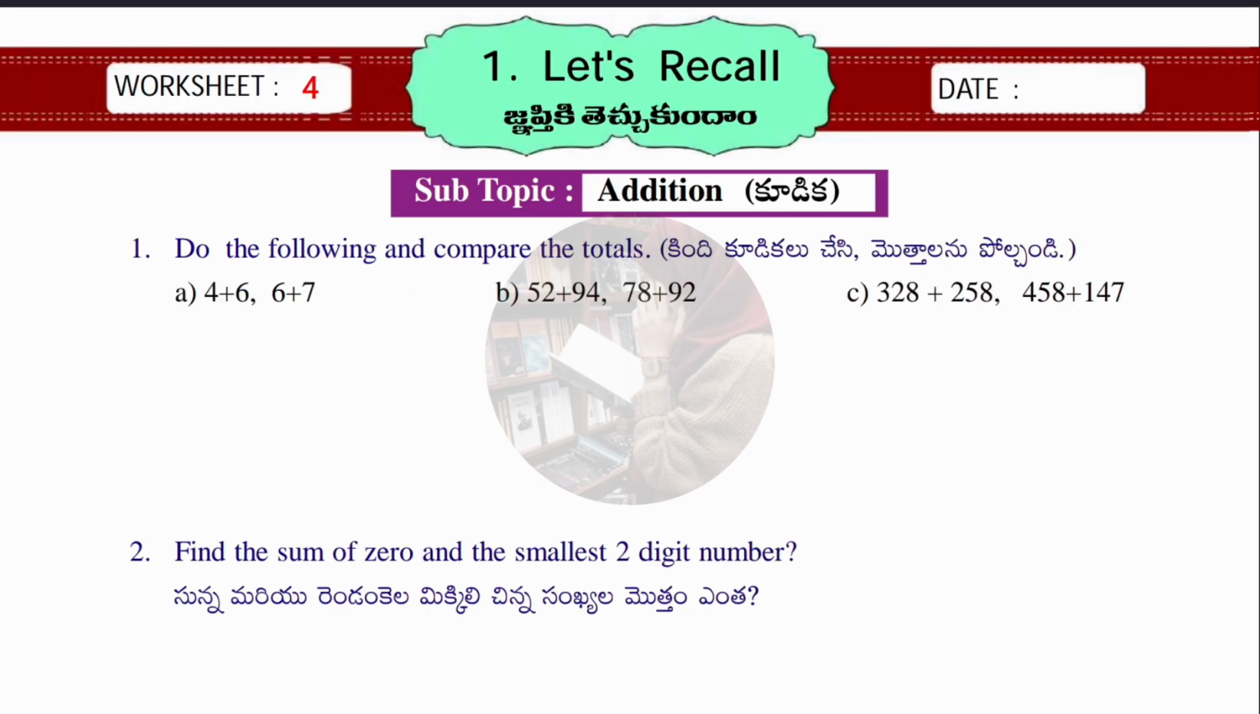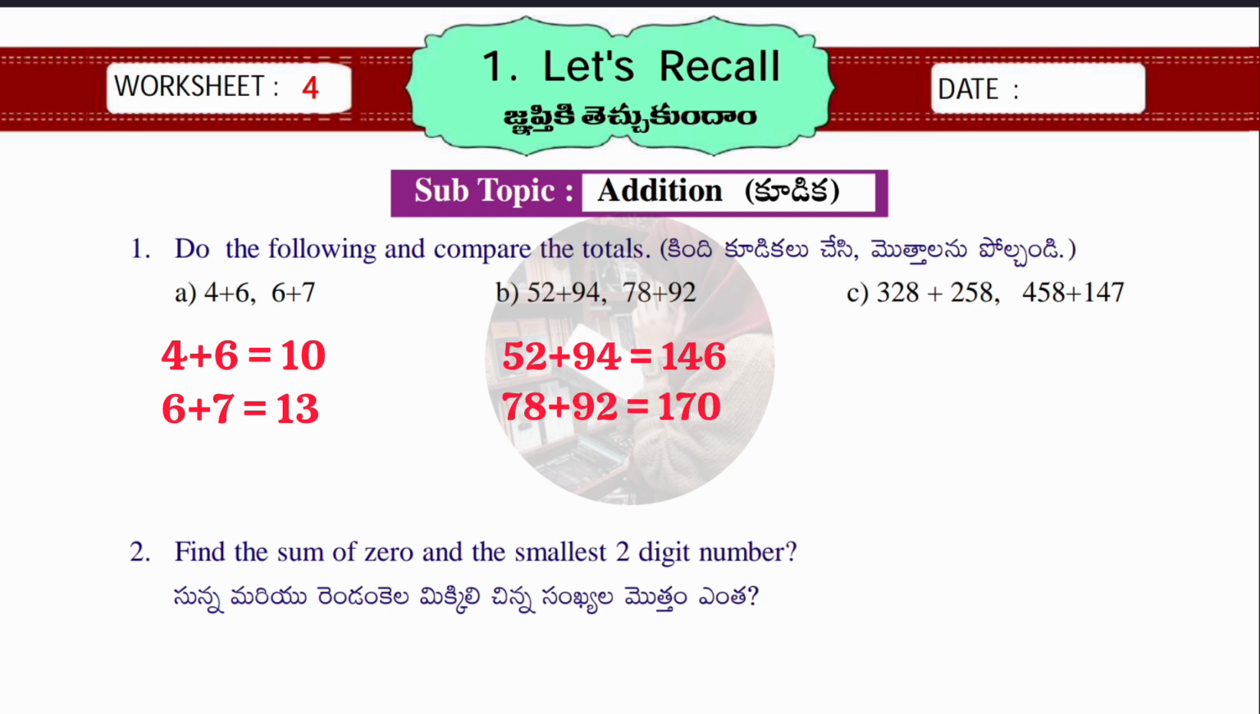Here the topic is addition. So first one, do the following and compare the totals. Here some numbers are given in addition form. We have to do the addition for the given numbers. Let's see. 4 plus 6 equal to 10. 6 plus 7 equal to 13. Next, second one. 52 plus 94 equal to 146. Then 78 plus 92 is equal to 170.